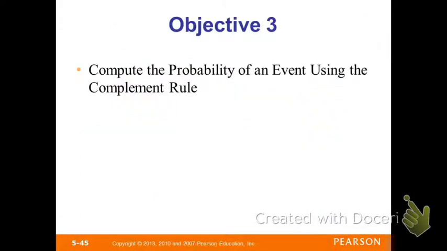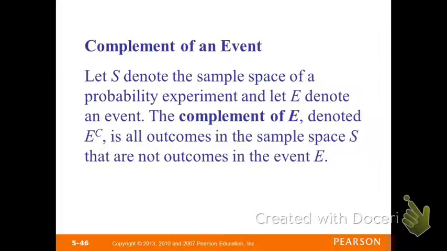All right, so thirdly, our third objective, and this one's even a little more simple than the other two, if you can believe that, is dealing with the complement of an event. So if we let S denote the sample space of an experiment, and let E denote an event, the complement, which we're going to call E complement, right? That's how you read that notation. Is all of the outcomes in the sample space that are not in the event E.